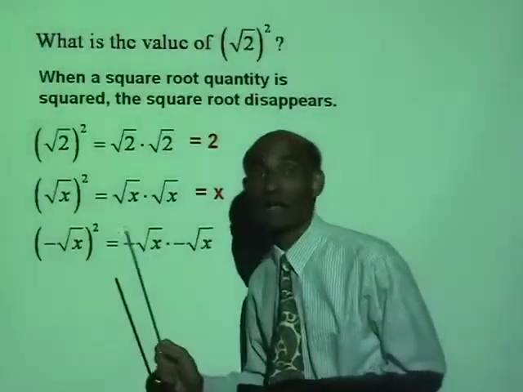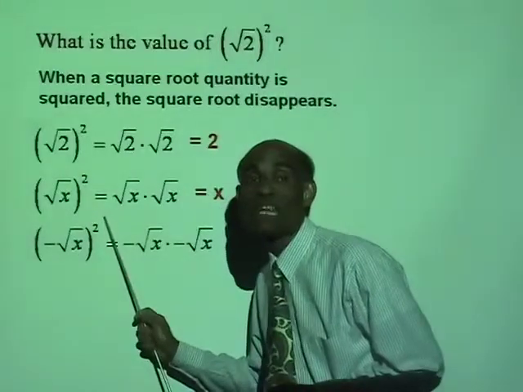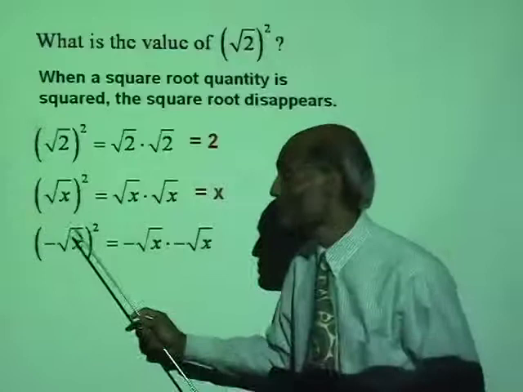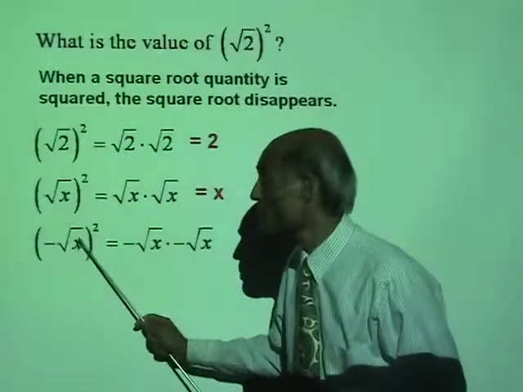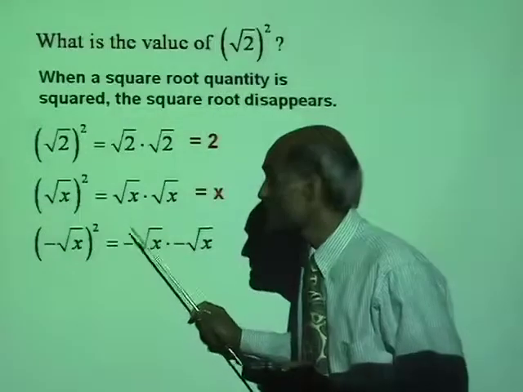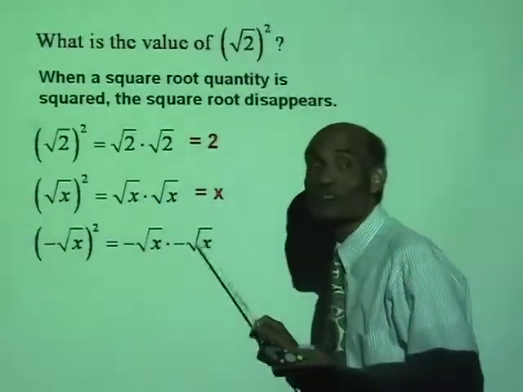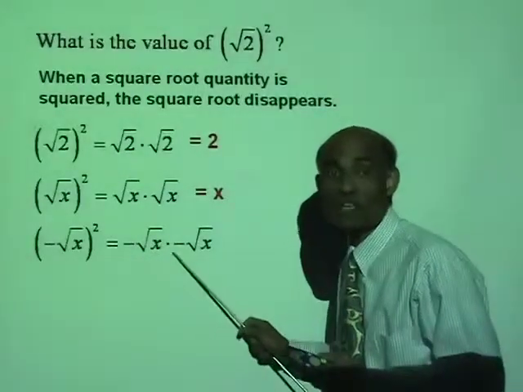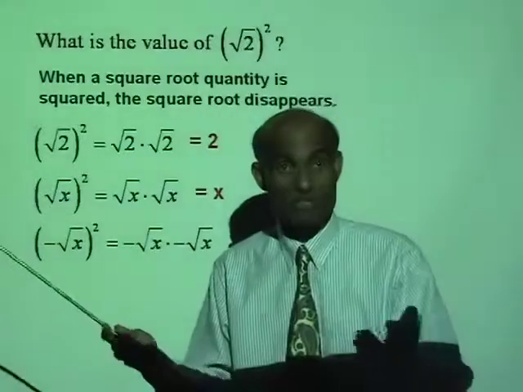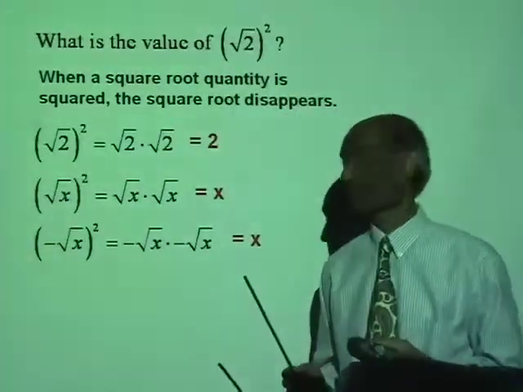Well, you know that when you raise a negative number to an even power, the result will become positive. So, negative square root x all to the power of 2 is negative square root x multiplied by negative square root x. The negative multiplied by a negative becomes positive. So, this will be a positive x.